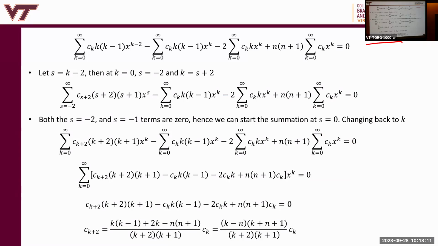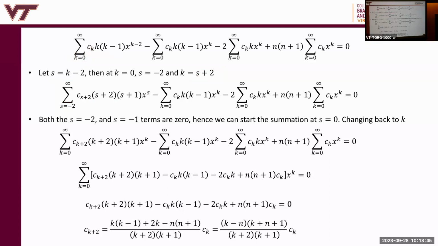If we let s equal k minus 2, then at k equals 0, s is minus 2, right? And we can say that k is equal to s plus 2. So we convert this to s. When k is 0, s is minus 2. And here instead of k, we're going to have s plus 2. So we get c of s plus 2. Every k here becomes s plus 2. The k here becomes s plus 2, but we subtract 1, we get s plus 1. Then we get x to the s. All right?